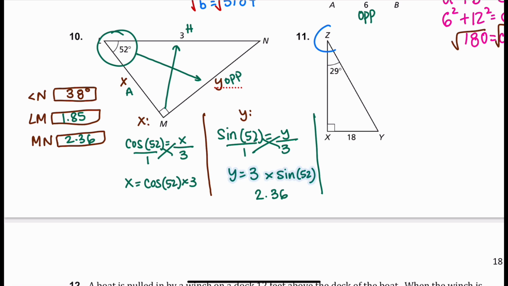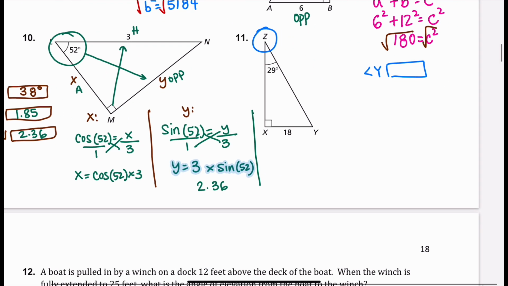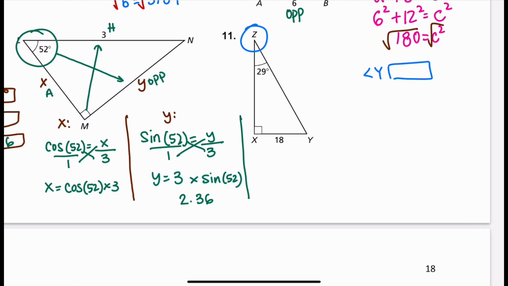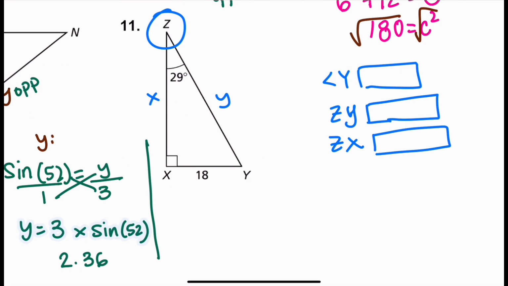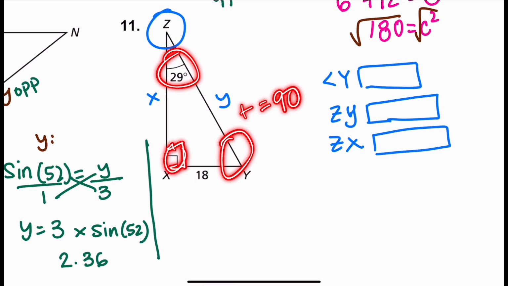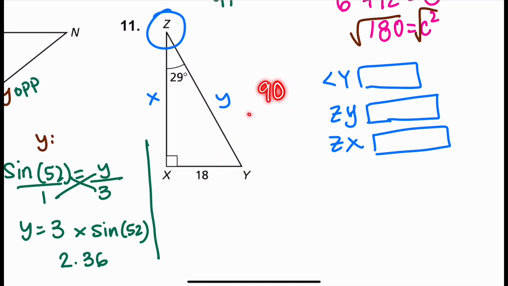Okay, now 11 is really similar. We have our angle. Very first, we need to find angle y. We need to find our zy and our zx. So we'll label this one as our x. This is our y. Okay, so the first one is easy to find. These two angles add to equal 90 degrees because this one is 90. And so if I take 90 degrees and subtract 29, that will be 61 degrees.